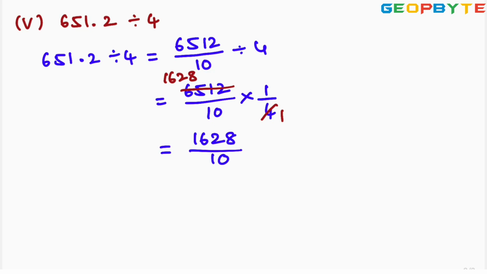And dividing a decimal by 10, the decimal point is shifted to the left by one place. Then we'll be getting 162.8. So the result of 651.2 divided by 4 is 162.8.